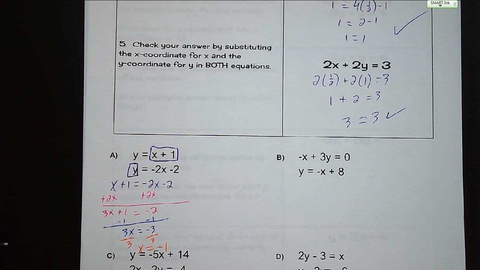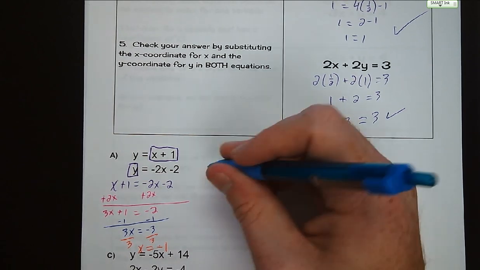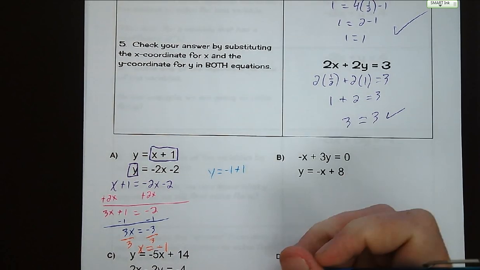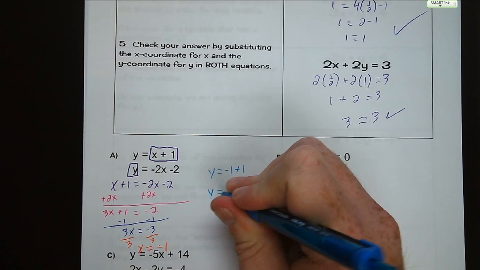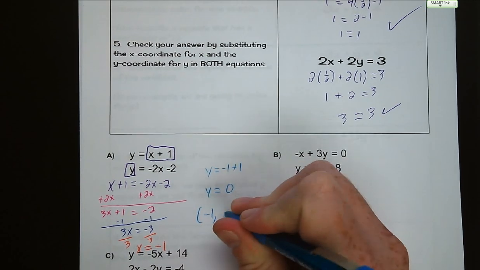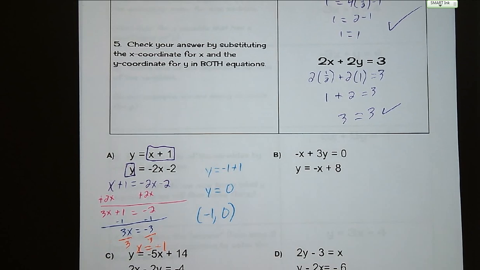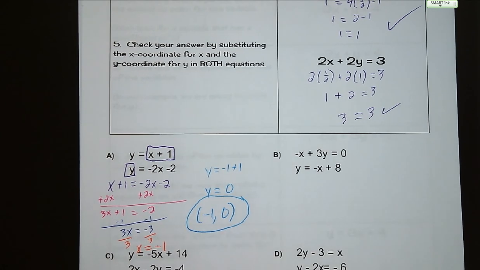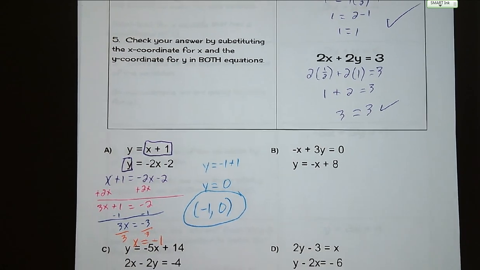So now we substitute that in for one of our two equations. So I'm going to say y equals negative 1 plus 1. Well, negative 1 plus 1 is just 0. So my ordered pair is negative 1, comma 0. So just like yesterday when we were solving by graphing, we need to identify what is the ordered pair that is our solution. So our answer is this right here, negative 1, 0. You need to write it as an ordered pair.